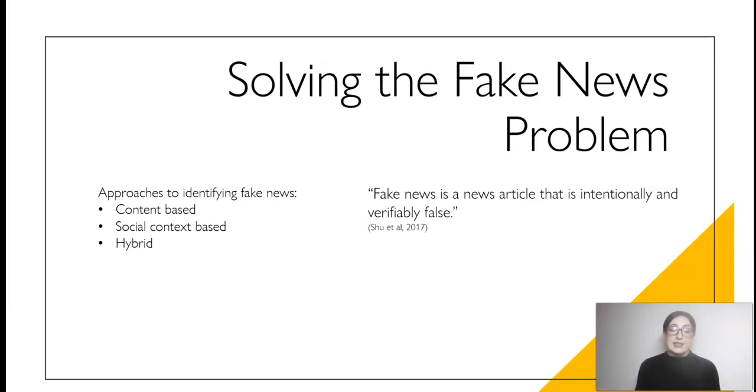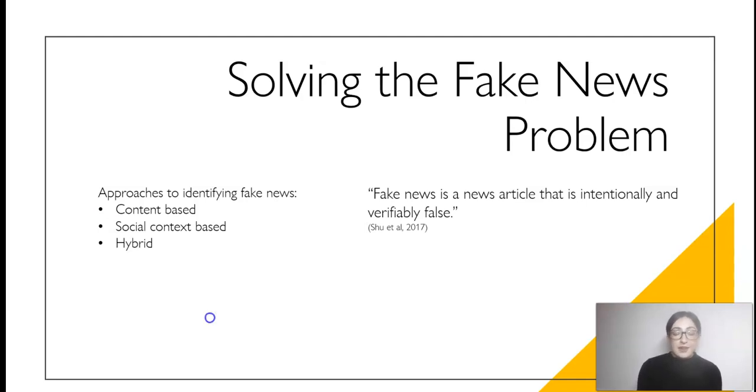The next approach is a social context-based approach. So this takes into consideration the fact that news online doesn't exist in a vacuum and it can be engaged with. People can share news articles, they can comment, they can like, they can dislike. There is a whole range of ways that people can interact with that news article, and all of that then becomes social context that can be used as extra information to try and classify that news article as real or fake.